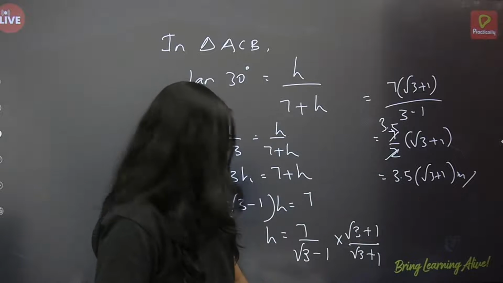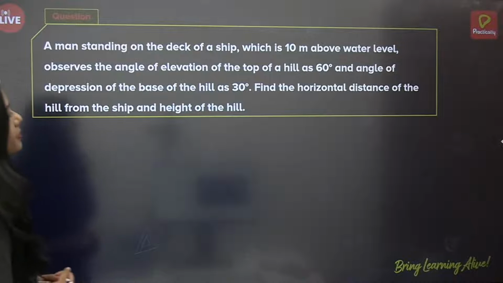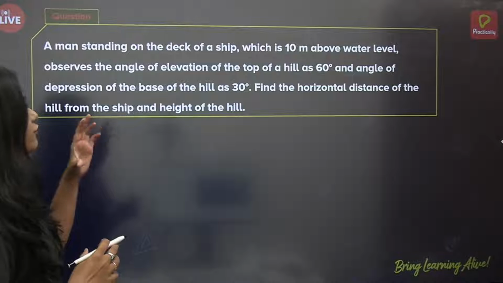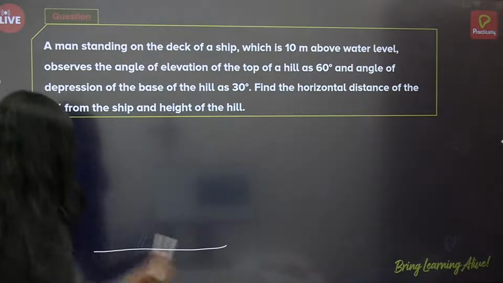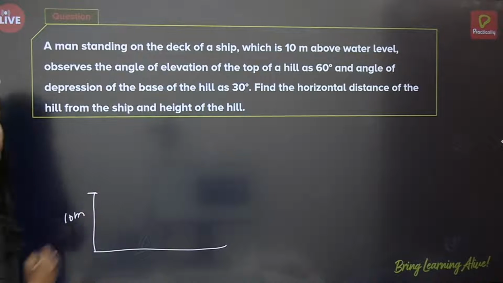Okay. Next. A man standing on the deck of a ship, which is 10 meters above the water level. Okay, the deck of the ship is only 10 meters above the water level. So, if this is the water level, this is 10 meters. A man is standing here.